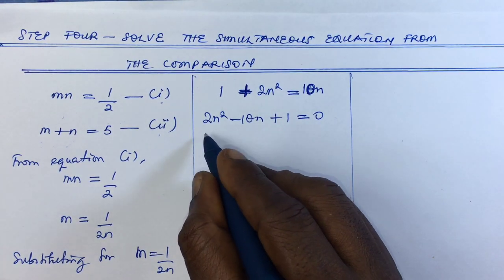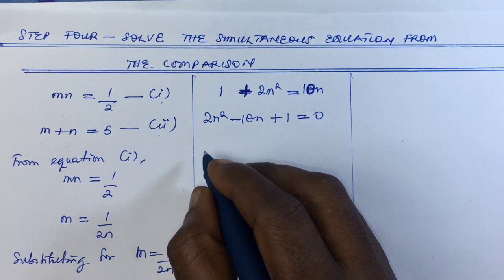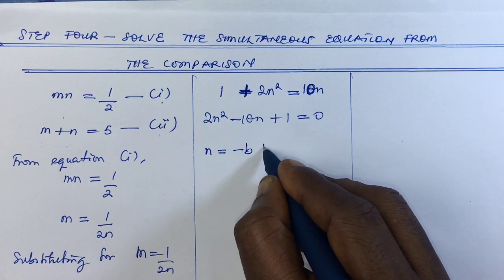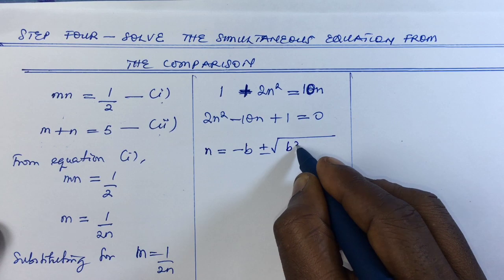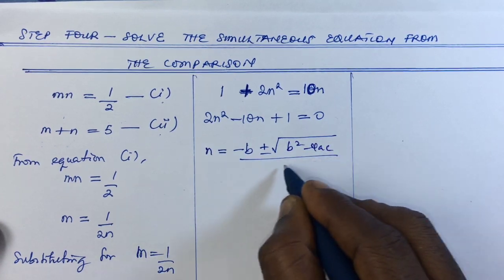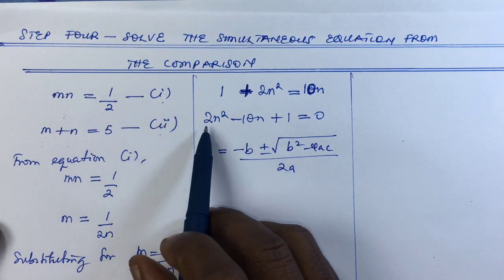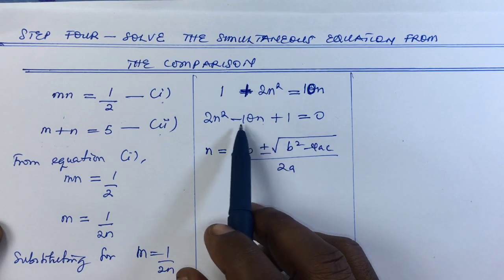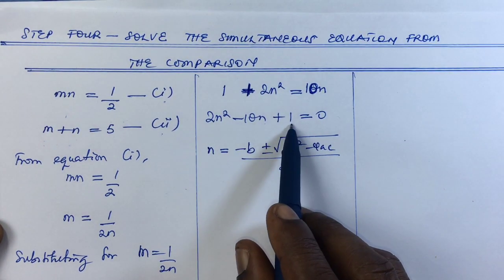Now, the solution to this quadratic equation will be in n. And n can be written by the quadratic formula to be minus b plus or minus square root of b squared minus 4ac all over 2a, where a is the coefficient of n squared, and b is the coefficient of n, that is minus 10, and c is the constant term 1.